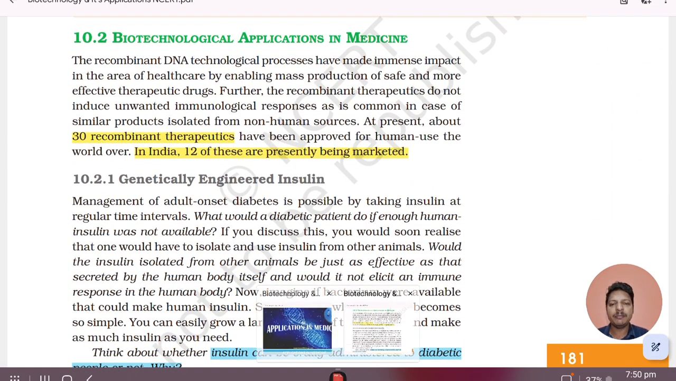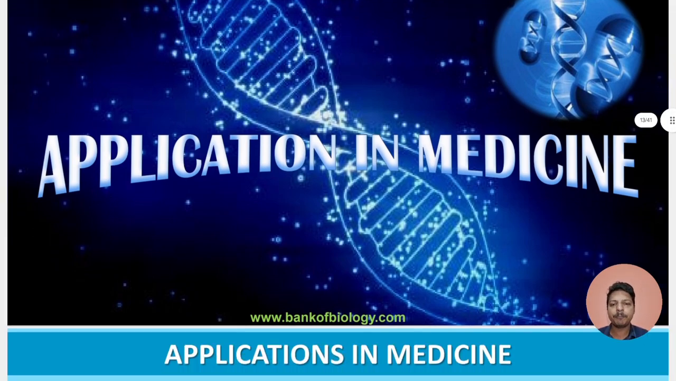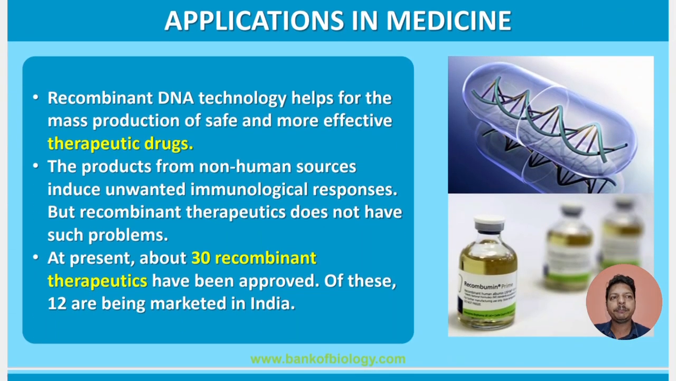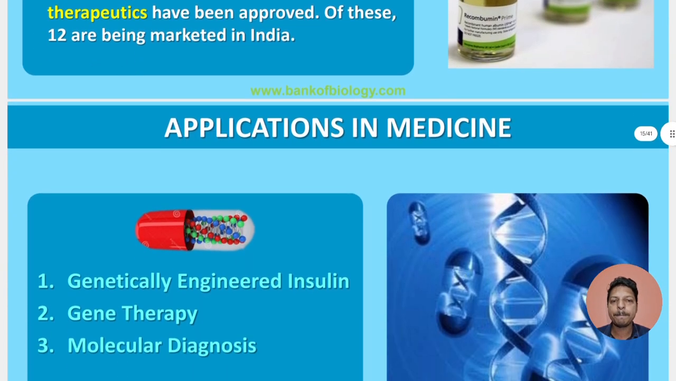Let's see the PDF, what it says, applications in medicine. Here, recombinant DNA technology helps for the mass production of safe and more effective therapeutic drugs. The products from non-human sources induce unwanted immunological responses, but recombinant therapeutics do not have such problems. At present, about 30 recombinant therapeutics have been approved. Of these, 12 are being marketed in India.